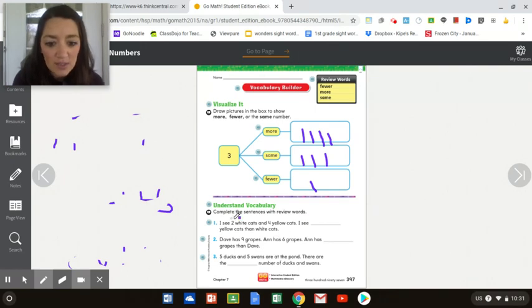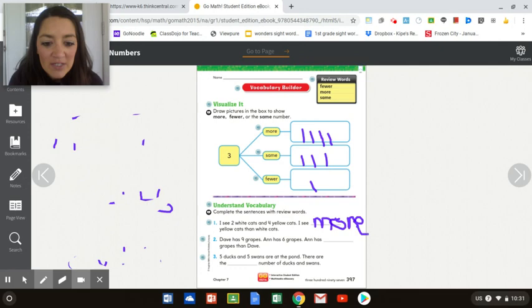So let's look at this. We have the number 2 and 4. We have 2 white cats, 4 yellow. It says, I see blank yellow cats than white cats. Well, we have 2 white, 4 yellow. So we see more yellow cats than white cats. Because 4 is, oh boy, let's see if we can write this. 4 is more than 2. Looks like I wrote that with my eyes closed.